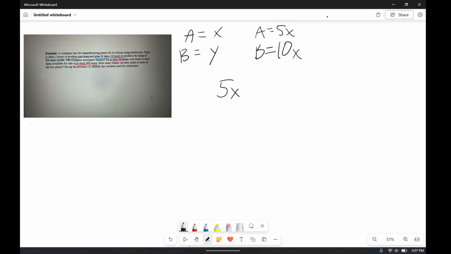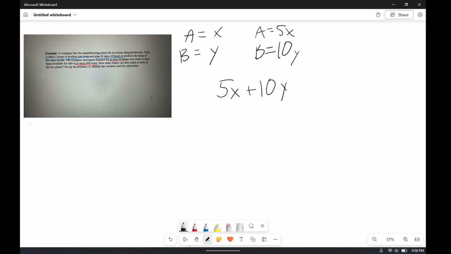So here we can set up an inequality already. We have 5x plus 10y, oops, it's supposed to be a y, y is but not equal. So hold on, before that, it says at most. So both plants have to make the lamps in at most 480 hours.